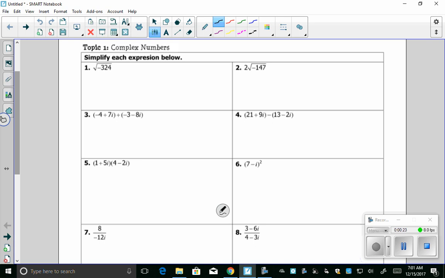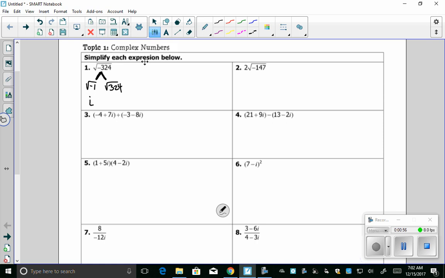So for problem number 1, I have the square root of negative 324. When I'm solving this, I have to split it up into two things, because I have to have the square root of negative 1 and the square root of 324. Because I can't take the square root of a negative number and just get a number. If you remember, the square root of negative 1 equals i.